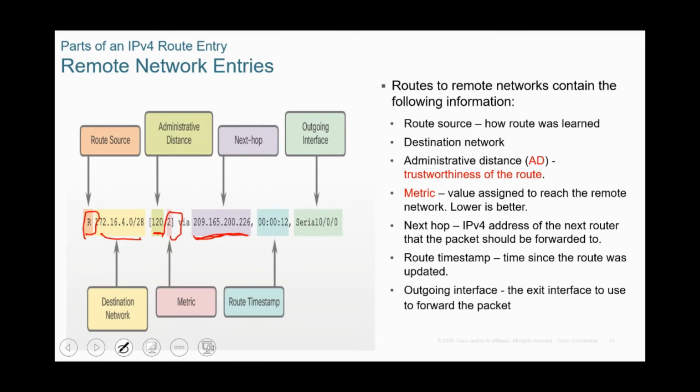And the route timestamp here means the time since the route was updated. When is the time the route will be updated? And there will be an outgoing interface as well. There will be the exit interface to use to forward the packets. So this is what we call the outgoing interface.